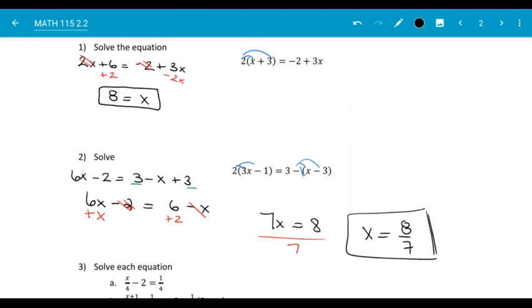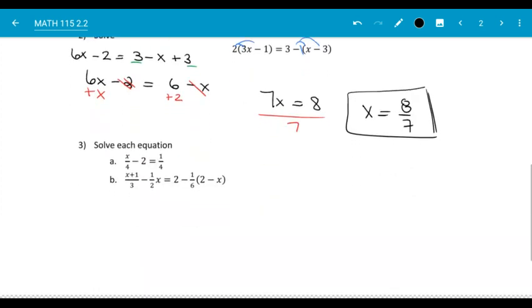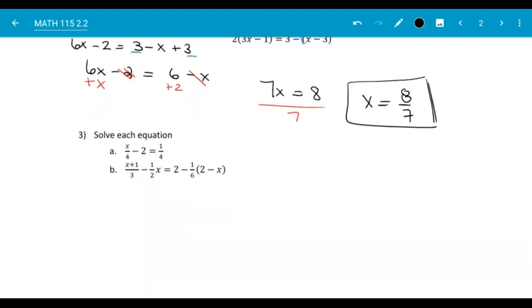So again, one solution for both of these. Those are the only numbers that you could plug in for x that make those particular equations true. That means those are examples of conditional equations. Sometimes they're true, sometimes they're not.